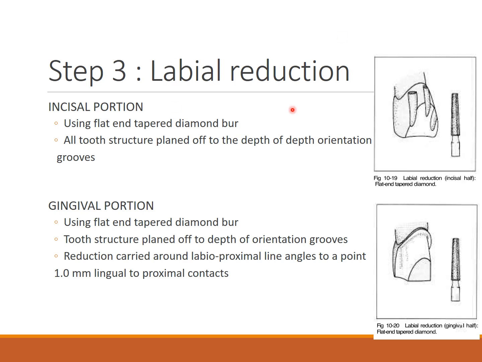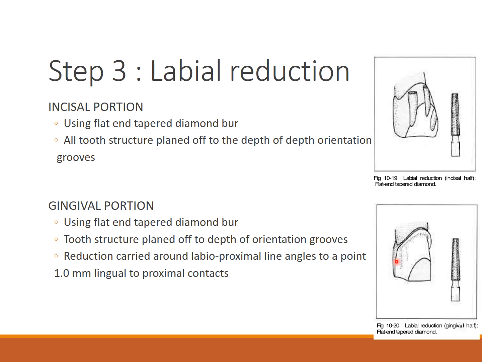Okay, coming to the labial reduction, which is the incisal and then the gingival, guys. Using flat and tapered burr again, both structures are planed off to the depth of the orientation groove. So it's just planed off. The gingival portion, using a flat and tapered burr, again you are trying to just reduce it properly, and reduction should be carried out from the labioproximal line angle to a point 1.0 mm lingual to the proximal contacts.